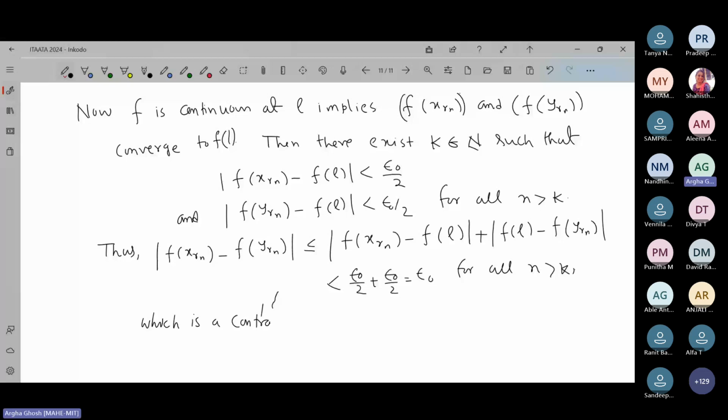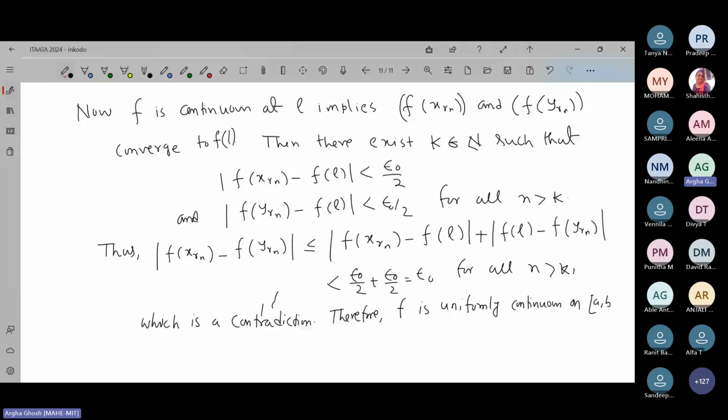Why did we reach a contradiction? Because we assumed that f is not uniformly continuous. So therefore, f is uniformly continuous on [a, b].